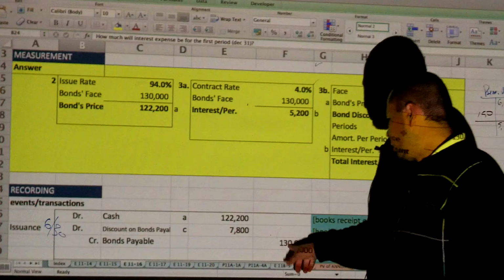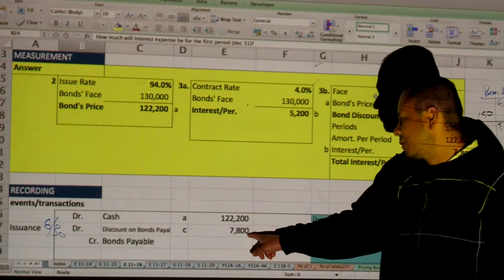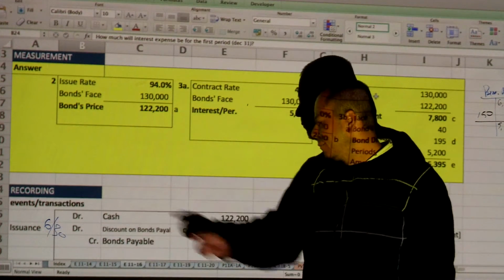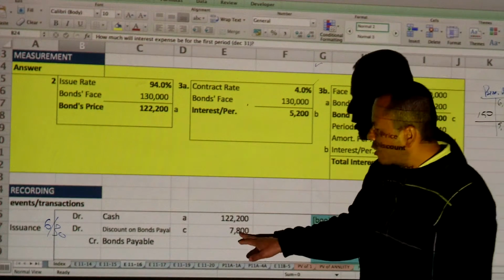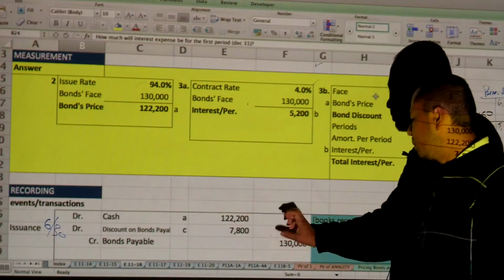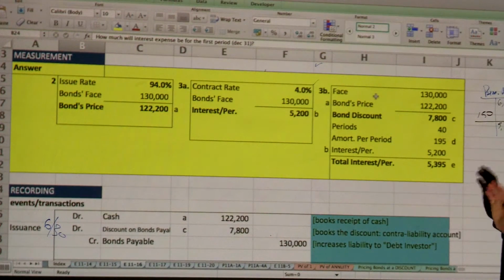The difference between 130 and 122,200 is what we refer to as a discount. Notice that the discount is a debit normal balance account. This is a contra liability account. So between this one and this one together, it will always provide you with a carrying value, as you will see in the latter part of this presentation.